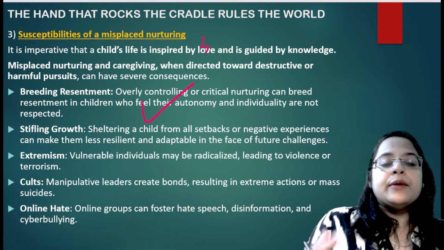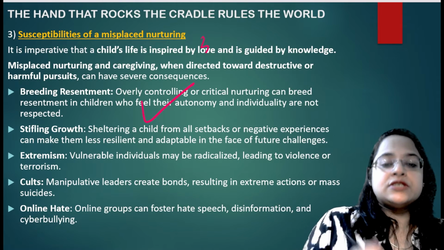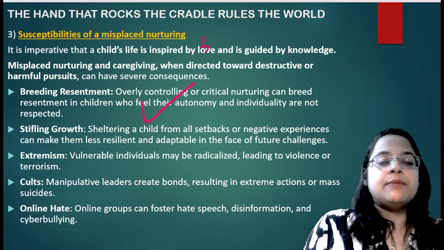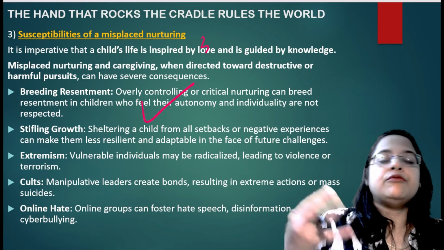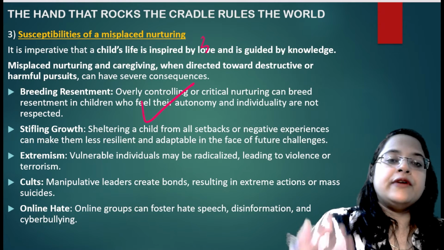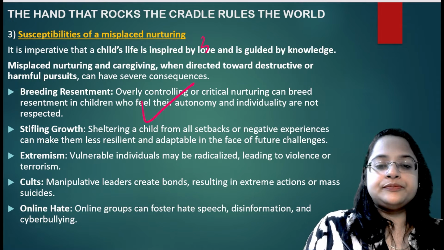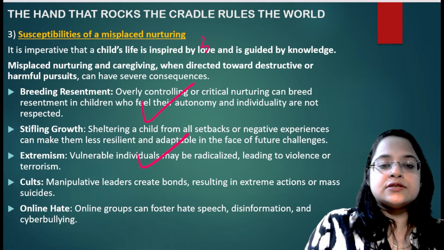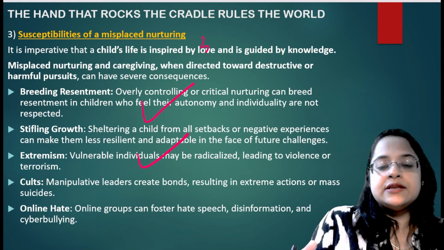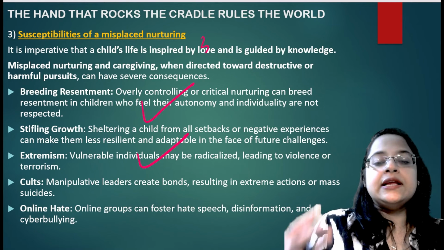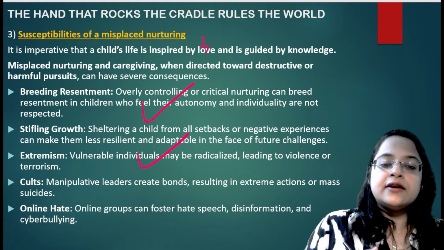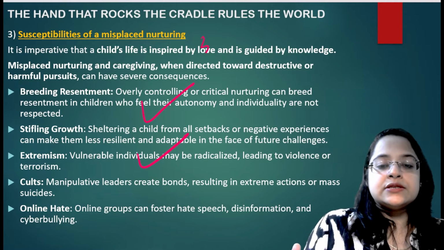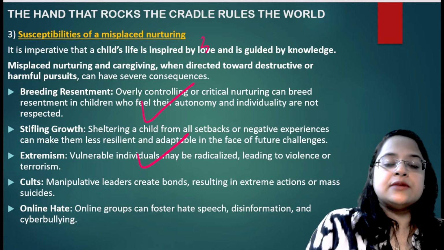Okay, when we become very overprotective towards children, when we continuously overprotect them, when we shelter them from all the setbacks and negative experiences, then we are making them less adaptable to face the future challenges in their lives. Then vulnerable individuals like this, those who are less adaptable, less resilient, less matured, can be easily radicalized, leading to violence and terrorism. Then manipulative leaders also can have their influence, resulting in extreme actions and mass suicides.